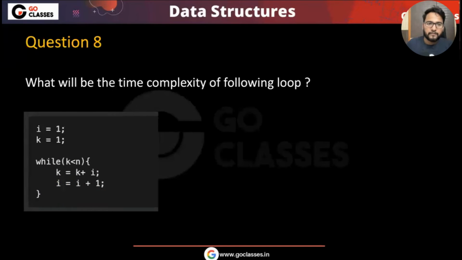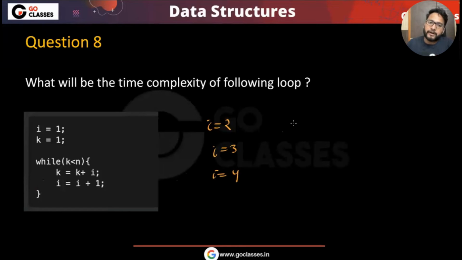Okay, what will be the time complexity of the following loop? This is a little tricky. Have you solved this? For i equal to 1, it will be just like this, then i equal to 2, i equal to 3, then i equal to 4, like that.